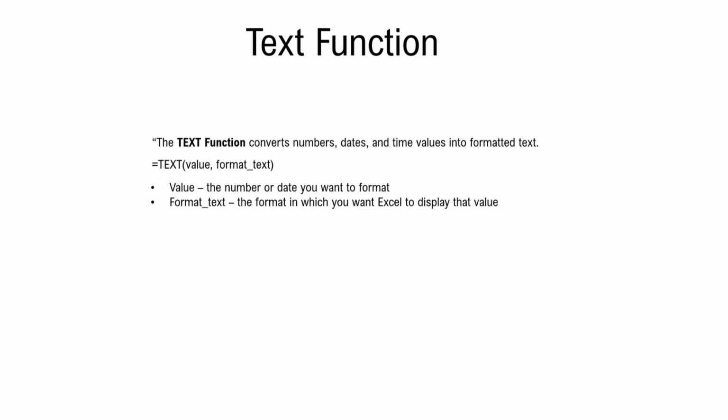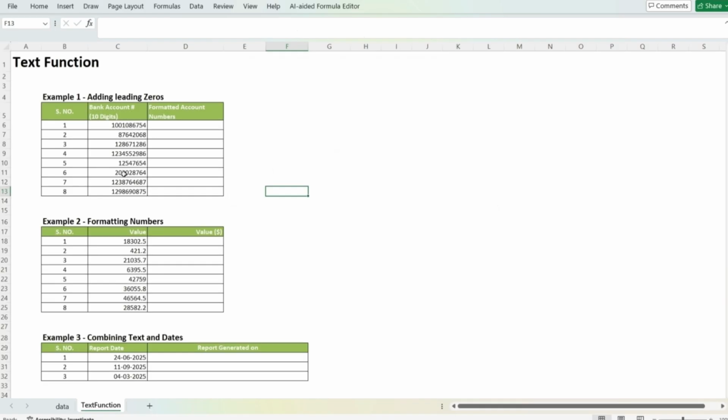In the first table, we have a list of bank account numbers. These bank account numbers should be of 10 digits. These are in numeric format, and because of this, the leading zeros which should appear before any number are not visible. So we want to convert these account numbers into 10 digits. We can do it by using the TEXT function.